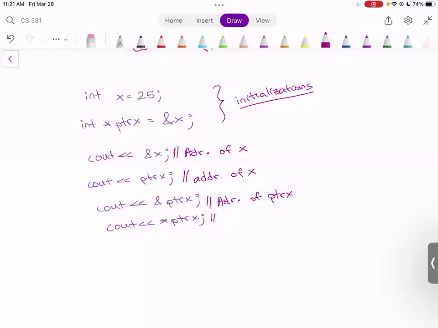So, what about cout star ptrx? That would be 25. Excellent, because I'm dereferencing the pointer. The pointer ptrx points to an address, and I'm dereferencing this address. So you can say star ptrx, and that would get you 25. That's what's being held at that address.